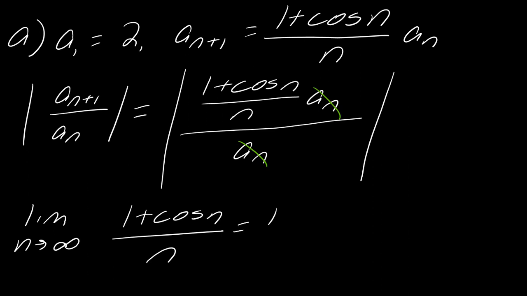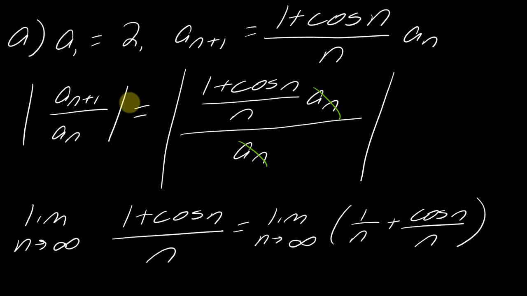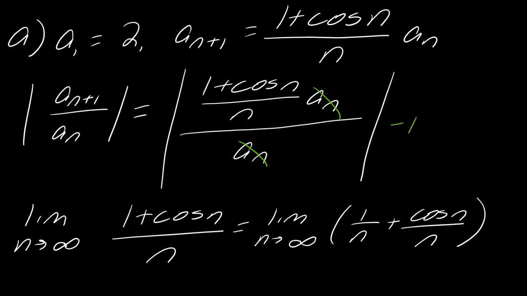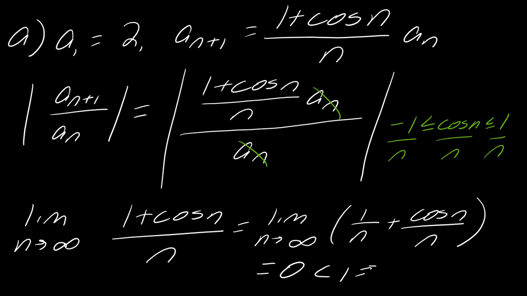I can break this into two pieces. This will be 1 over n and then cosine n over n. So this first piece is just going to go to 0. And the second will also end up going to 0 by the squeeze theorem, in that negative 1 is less than cosine n, which is less than 1. If I divide all of those by n, this goes to 0, this goes to 0, therefore this is going to go to 0 as n goes to infinity. So this just equals 0. And since this is a number less than 1, this recursive series converges absolutely.